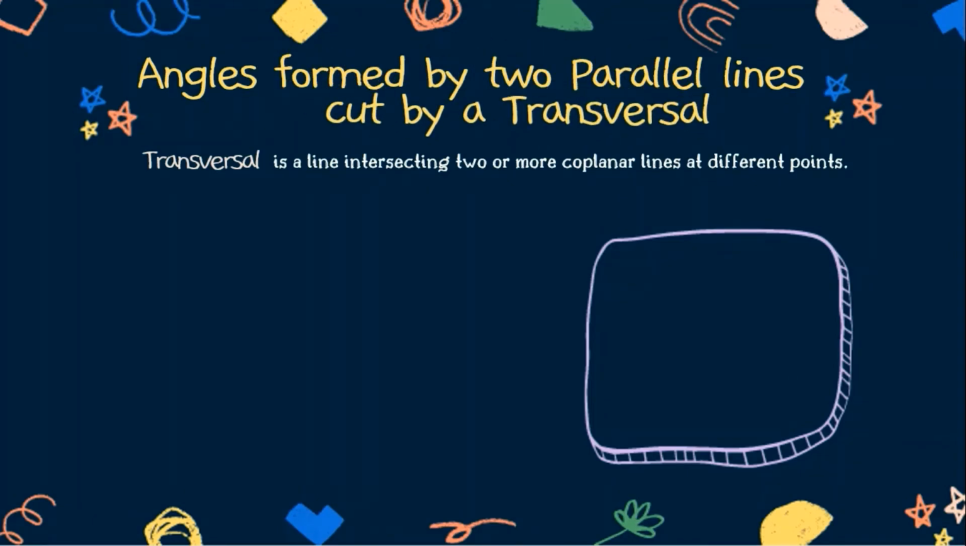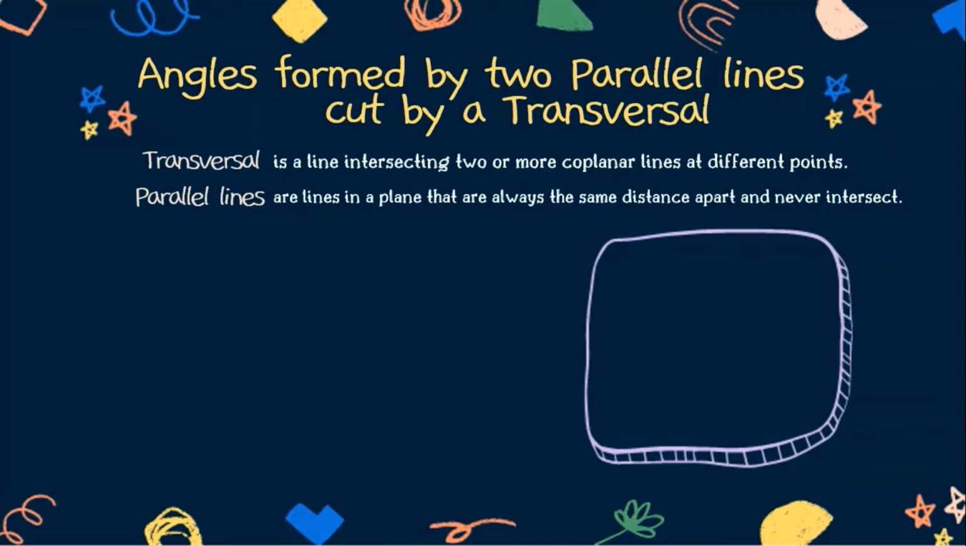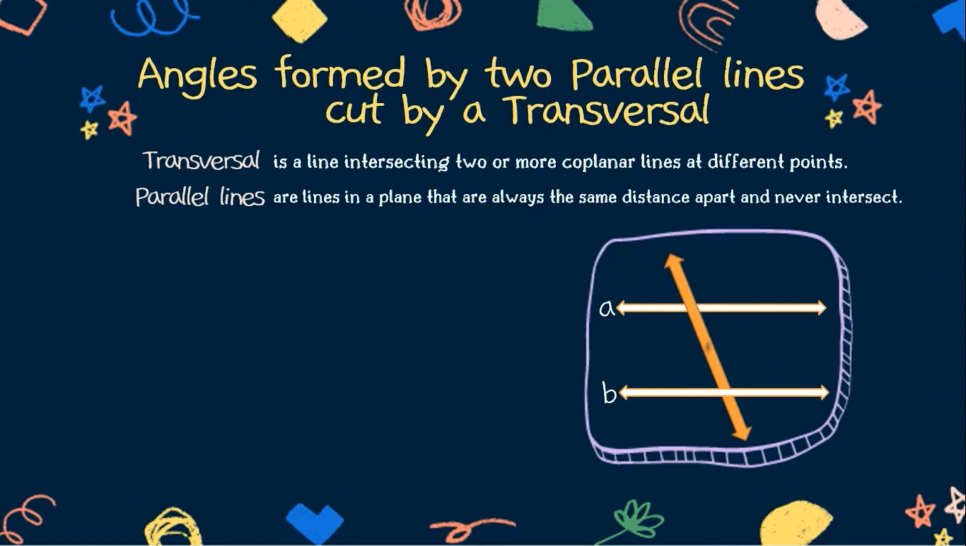Instead of usual lines, two parallel lines naman yung ating gagamitin. When we say parallel lines, these are lines in a plane that are always the same distance apart and never intersect. So if we have two lines, this is the line A, and we have the other line, line B. Ito yung ating dalawang parallel lines. Both of them are cut by a transversal, line T. We're also able to form angles when two parallel lines are cut by a transversal.